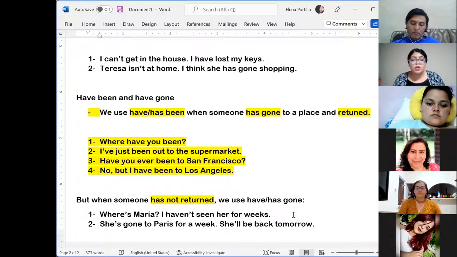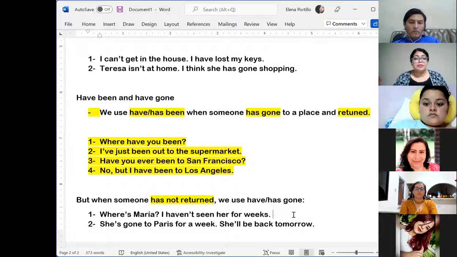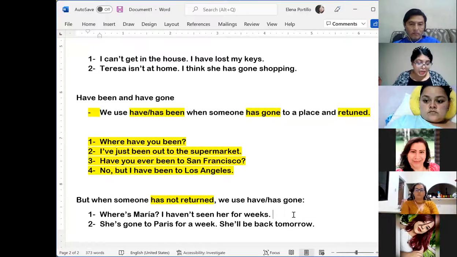In the sentence, someone is asking for Maria. Where is Maria? I haven't seen her for weeks. We don't know where she is. But in the second one, it says she has gone to Paris for a week. She will be back tomorrow. Maybe she will be back tomorrow. Maybe not. So in this case, we have the uses of have been and have gone.